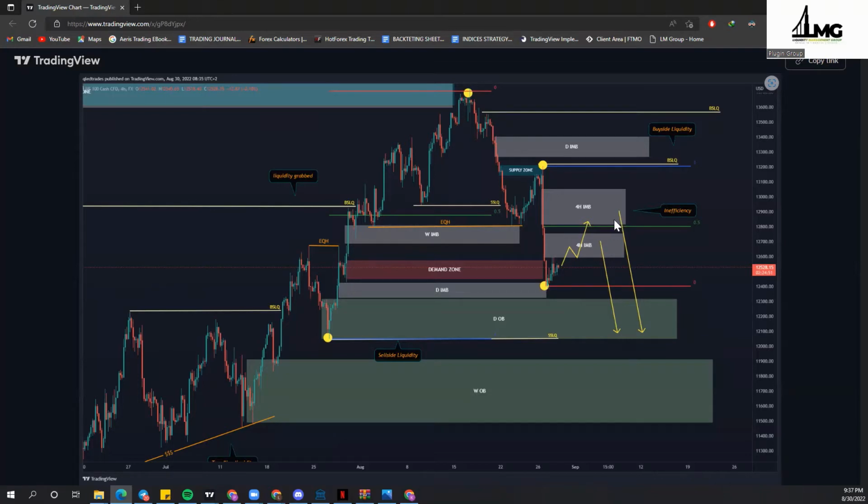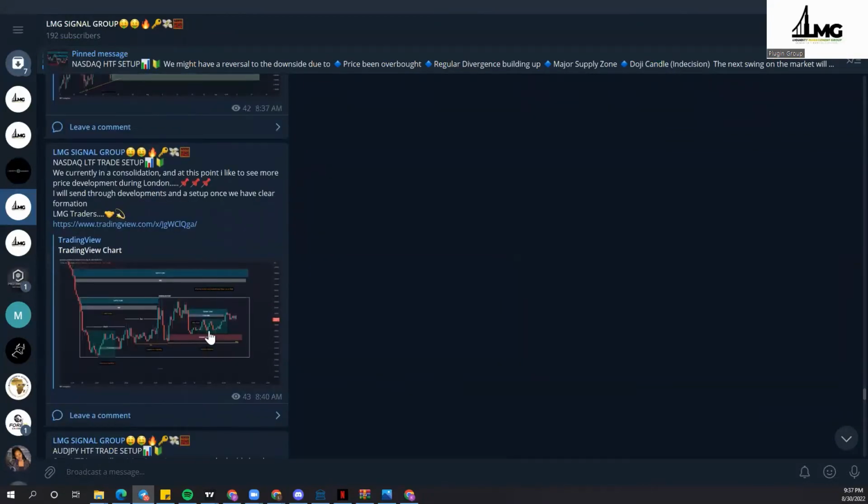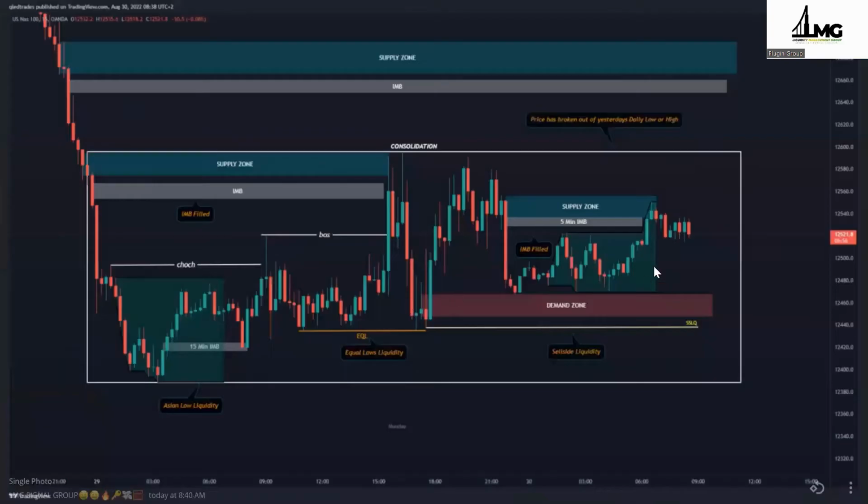I always have two possibilities, but those possibilities obviously have the same bias, which is the market's pushing to the downside. So here we see price pushing into the 4-hour imbalance. This was the first setup on a higher time frame. And then we had price. Then I sent also this.